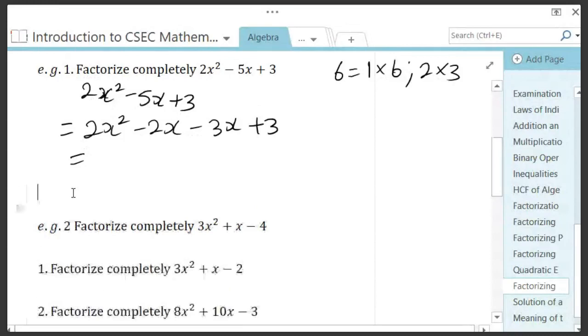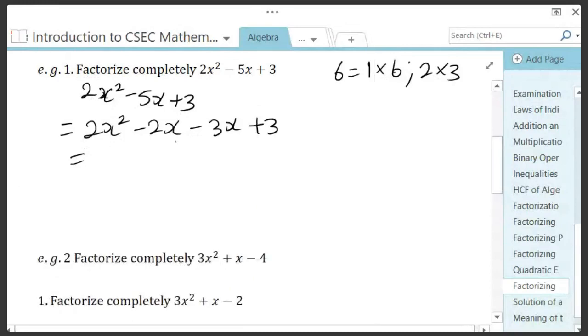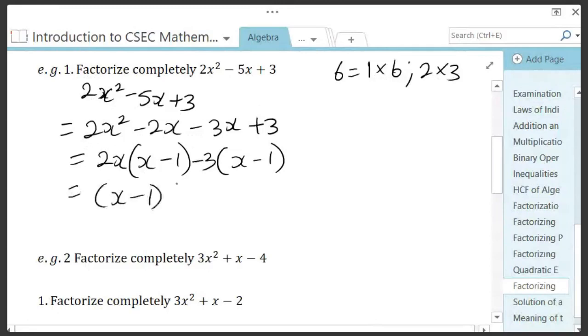All right, so what follows from here is factorizing by grouping. The HCF of the first two terms is 2x. 2x squared divided by 2x is x, minus 2x divided by 2x is minus 1. We're going to repeat the bracket, x minus 1, minus 3x. Remember, it's the third term that we divide by the first term in this bracket. Minus 3x divided by x is minus 3. We're going to factorize out the brackets: x minus 1, and this is 2x minus 3.